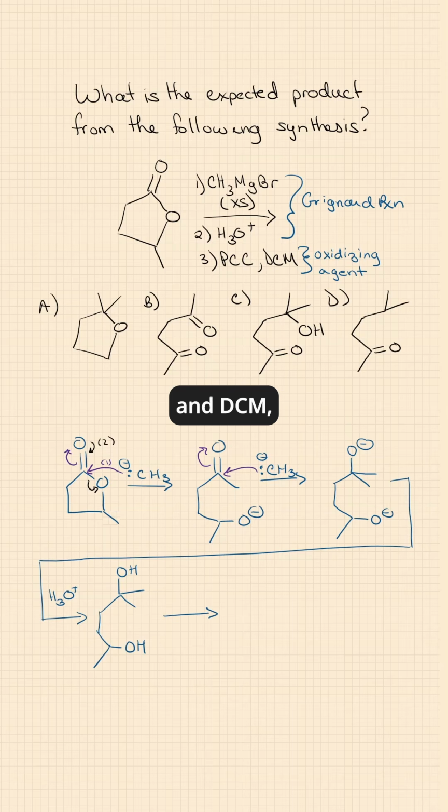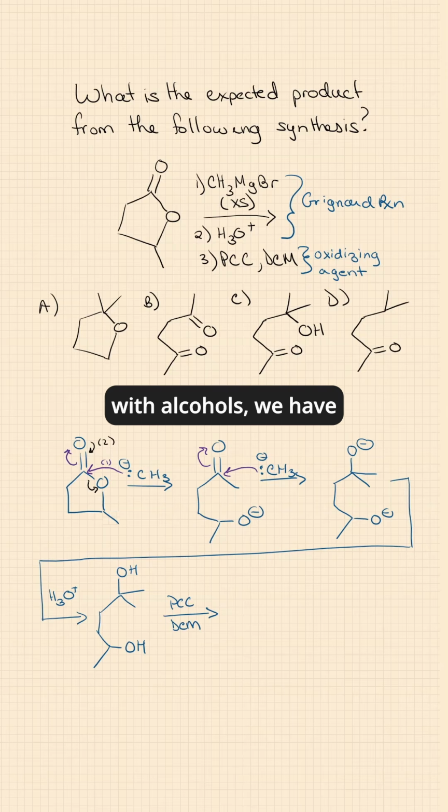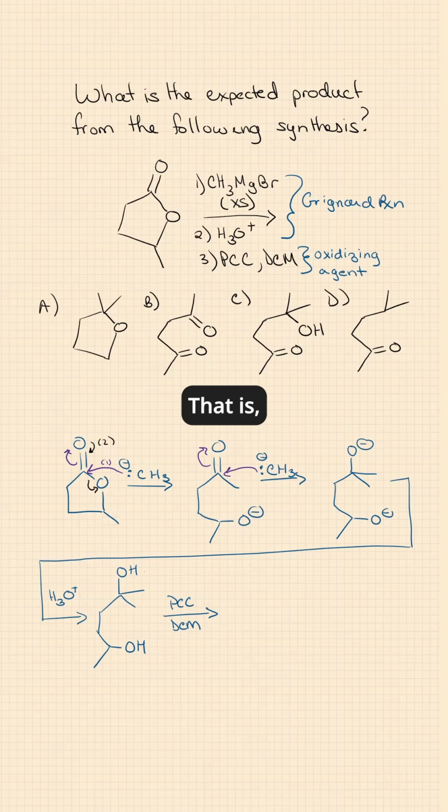So we have our PCC and DCM, that's our last step, and that's going to oxidize our alcohol groups. But when we're working with alcohols, we have to remember there has to be a hydrogen available on that carbon attached to the alcohol group. That is, we can only do this with primary and secondary alcohols.